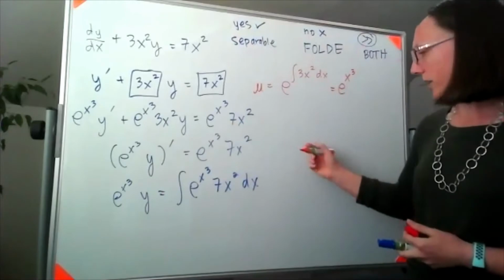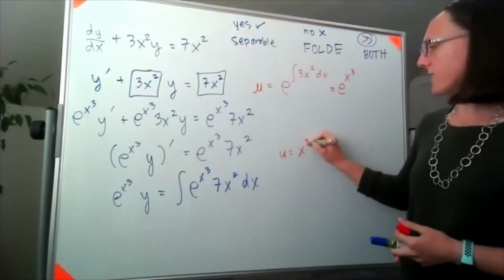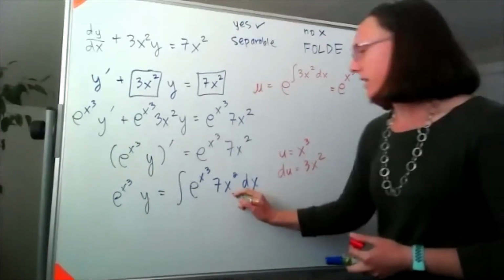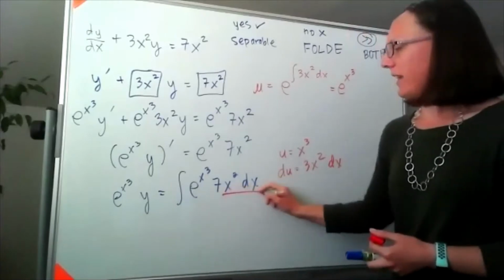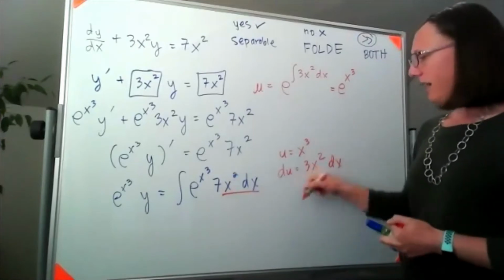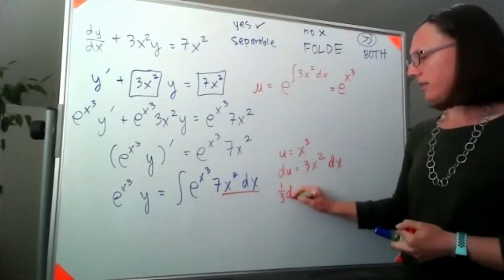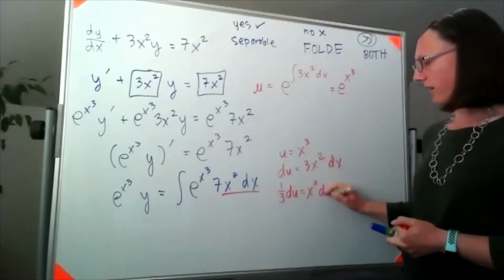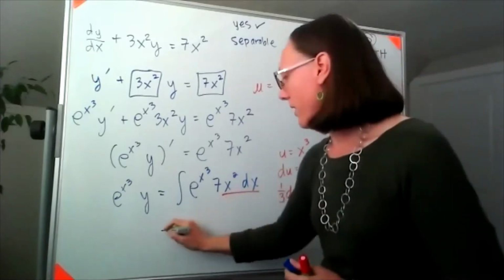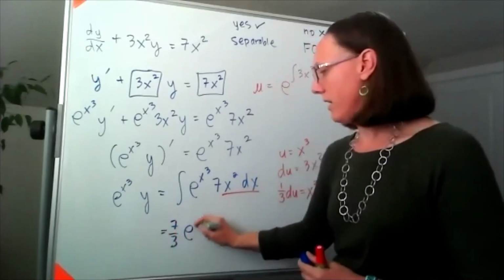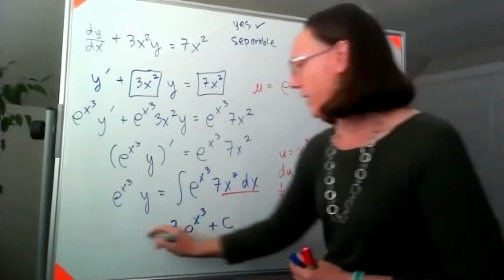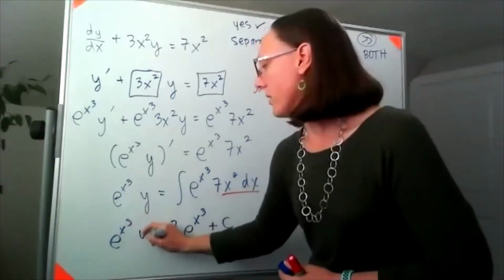So if I were to do a quick u substitution and let u be equal to x cubed, my du would be 3x squared dx. I don't have that 3x squared, I only have the x squared dx. So I could take that 7 and think about this as 1/3 du is equal to x squared dx. So that I rewrite this to be 7/3 e to the x cubed plus a constant and e to the x cubed y.